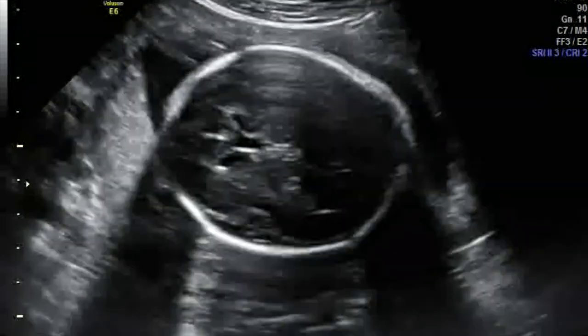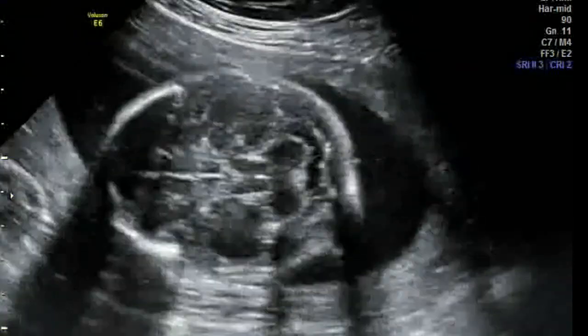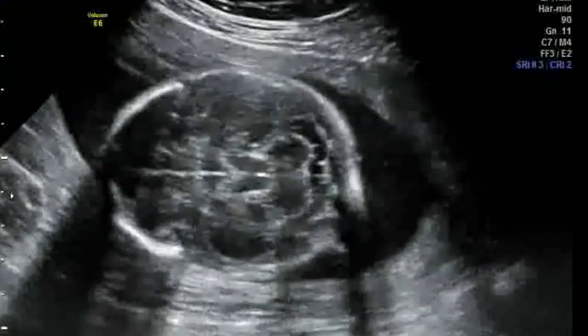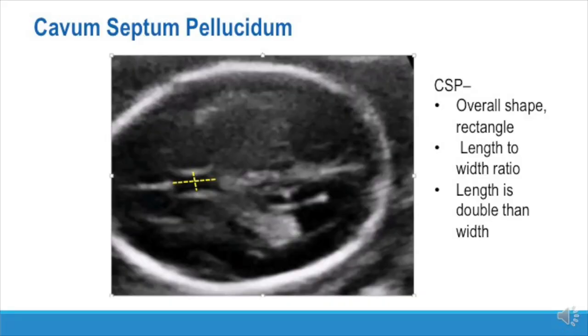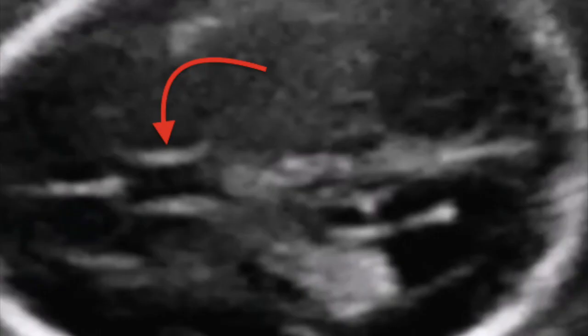To make it more objective, there are length to width ratios which are described in the literature. This is the length of the Cavum Septum Pellucidum, and this is the width. Easy to remember is that the length of the Cavum Septum Pellucidum is double that of the width. Later on, we will see what the implications are, especially in partial agenesis.